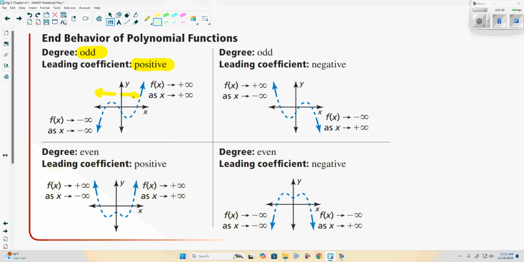Now also, if the degree is odd and the leading coefficient is negative, now as we go to the left, as x values get smaller, f of x is going to go to positive infinity. So we can say f of x, leading coefficient, approaches positive infinity as x approaches negative infinity, and f of x approaches negative infinity as x approaches positive infinity.